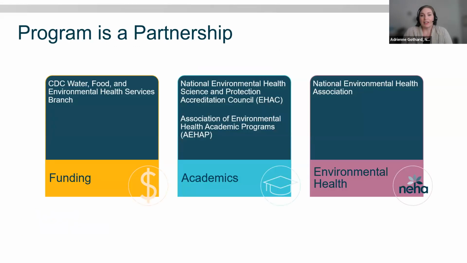All right, let's get started. We have three very important partners for this project. The first is our funding entity and primary partner, the Centers for Disease Control and Prevention's Water, Food, and Environmental Health Services branch. Our other partners include the National Environmental Health Science and Protection Accreditation Council, or EHAC. NEPHIP is offered exclusively to students who are enrolled in environmental health programs that are accredited through EHAC. We also partner with the Association of Environmental Health Academic Programs, or AEHAP. AEHAP works to increase the environmental health workforce by promoting and supporting environmental health science degree programs that are accredited by EHAC. And then, of course, NEHA.